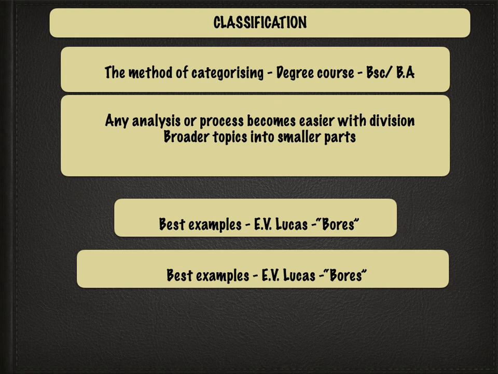Now, the best example for this would be the essay that we studied in the last semester, the essay by E.V. Lucas, which is titled Bores. Now, you can see in this essay, Lucas is actually classifying bores. He talks about the different kinds of bores. So you get a variety of bores because we all believe that bore means bore. But no, Lucas says that even among bores there are different categories.